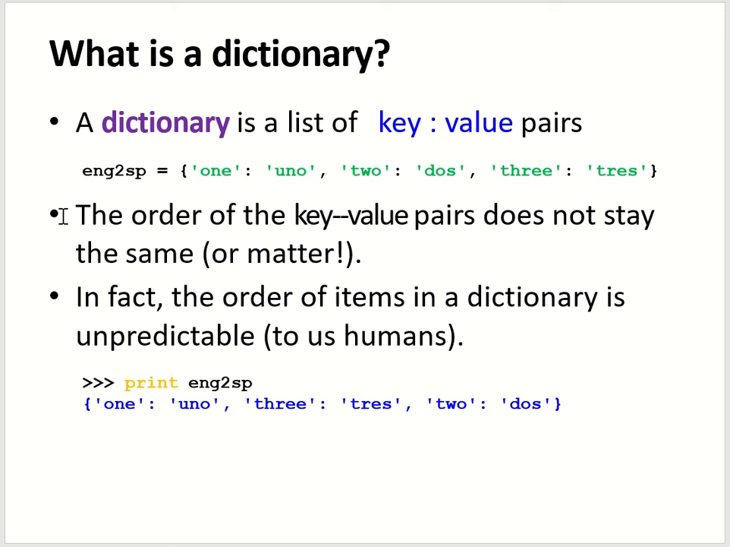Now, a little bit strange here, the order of the key value pairs in a dictionary doesn't stay the same as when you enter it or when you reference it, and it doesn't really matter. That, in turn, affects the way that we can refer to specific items in the dictionary. They don't have an index position like the strings, lists, and tuple items would.